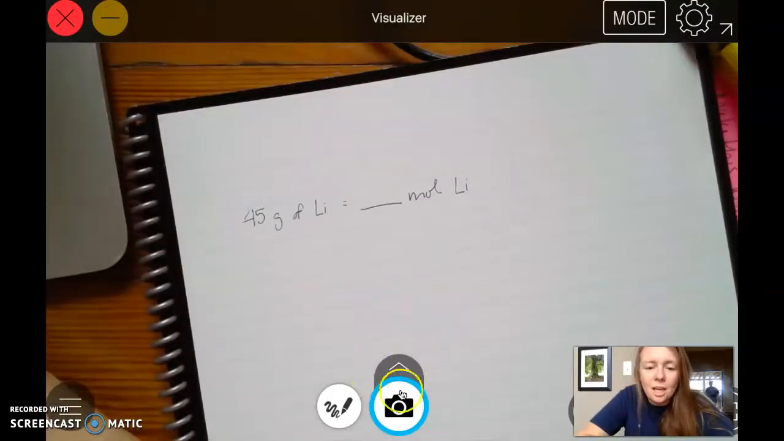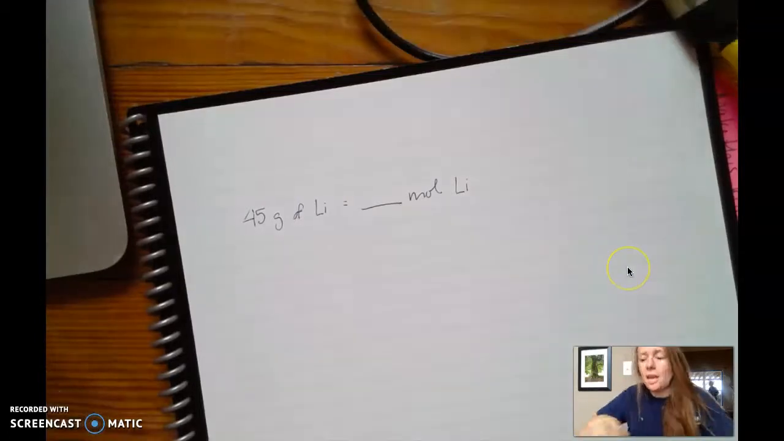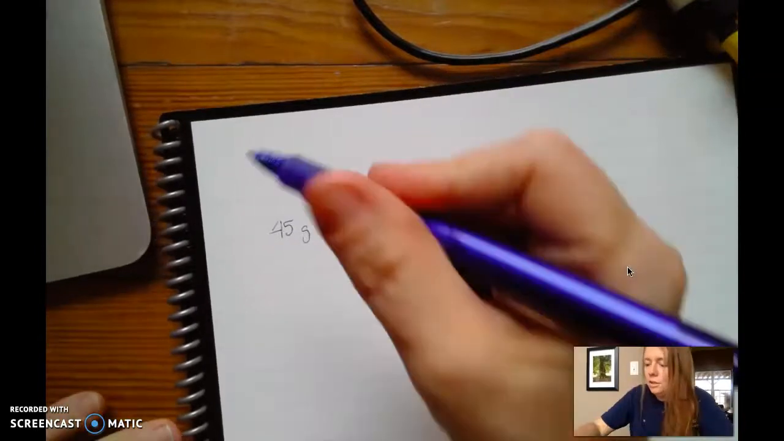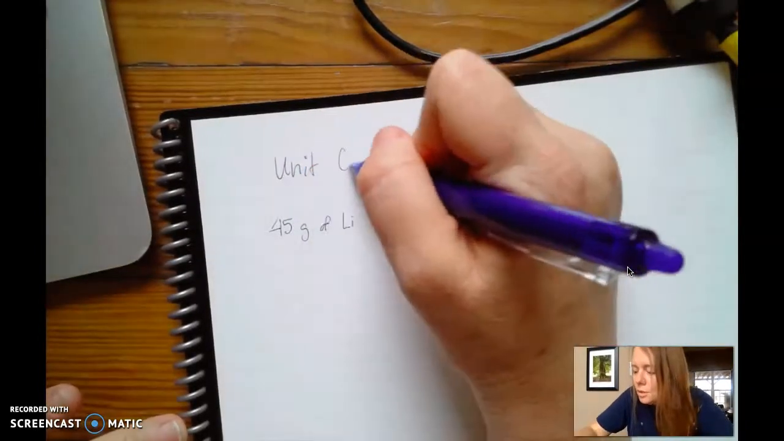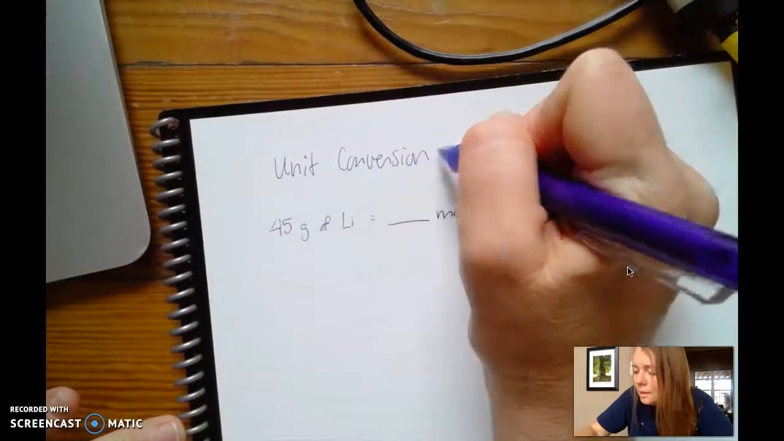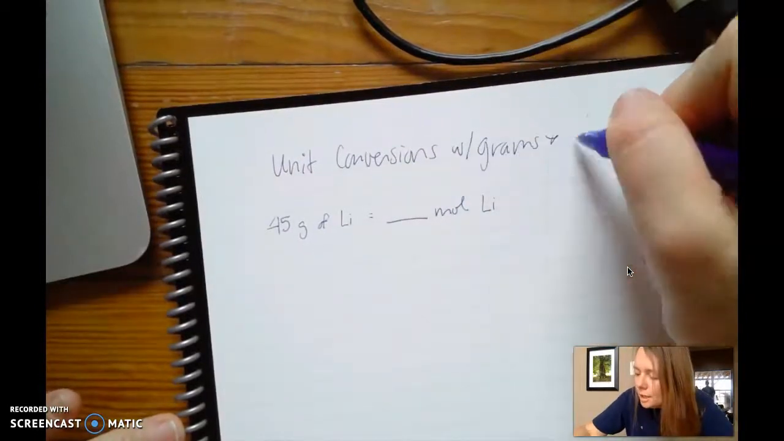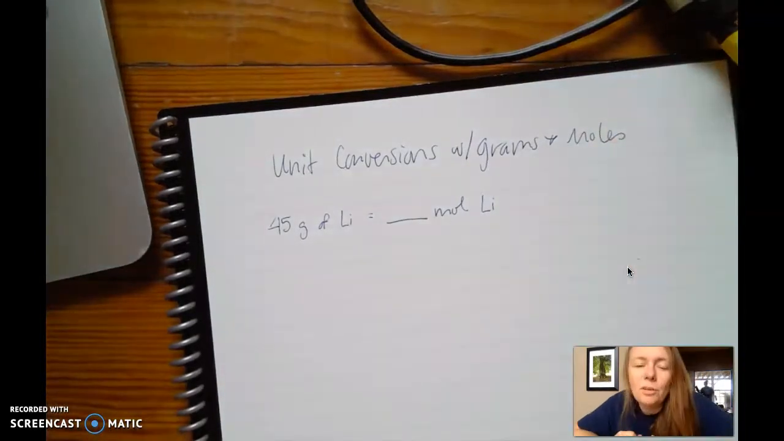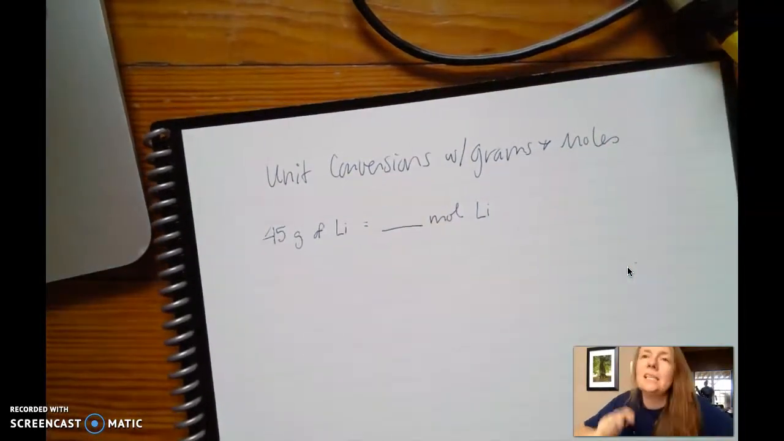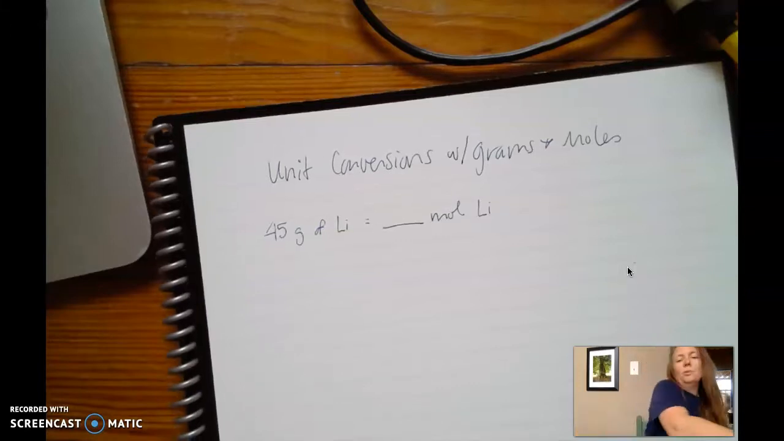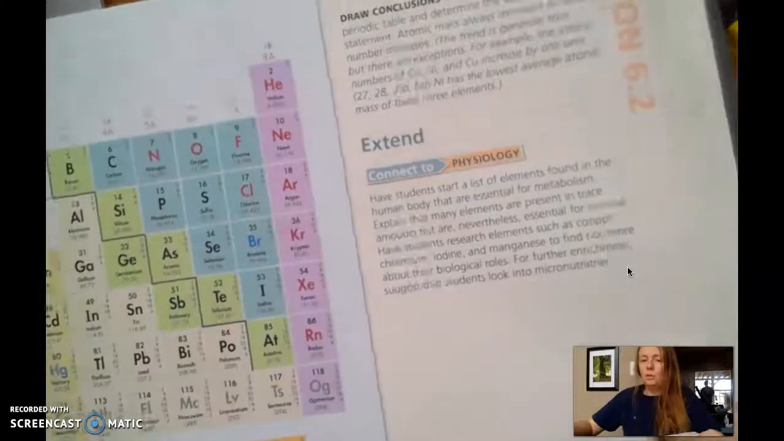Hey you guys, I just want to do a quick video today to give you an example of how to do unit conversions when you're dealing with grams and moles. And one thing I hope you're able to figure out from the worksheet, and from probably remembering from class, is that the average atomic mass on the periodic table is equal to the number of grams.